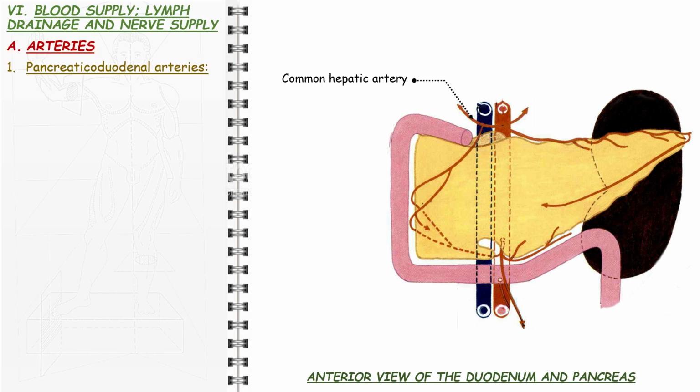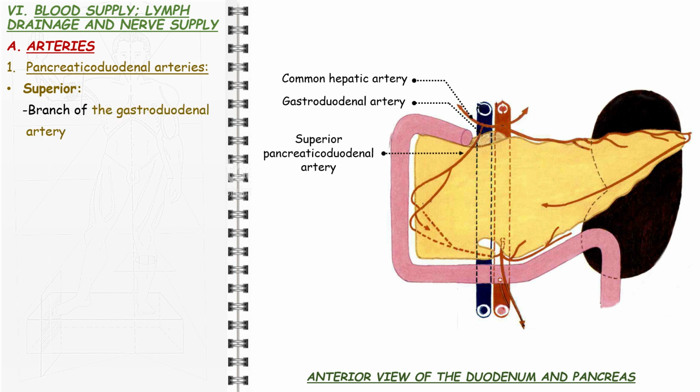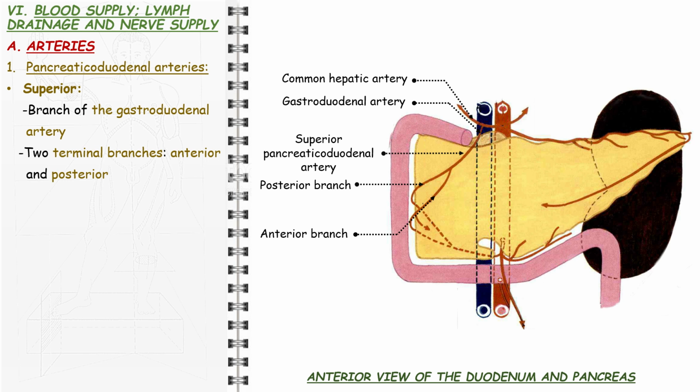The superior pancreaticoduodenal artery is a branch of the gastroduodenal artery, a branch of the hepatic artery, passing between the first portion of the duodenum forwards and the head of the pancreas backwards. It ends by giving two terminal branches, one anterior and one posterior to the head of the pancreas.